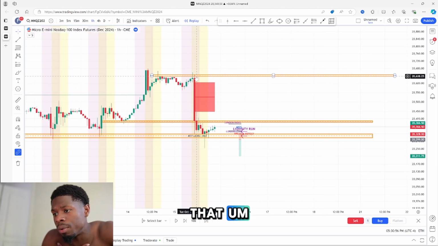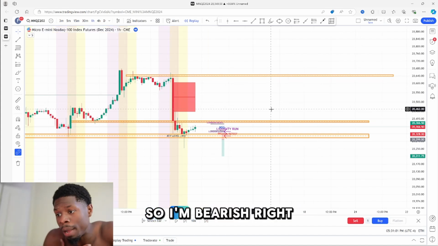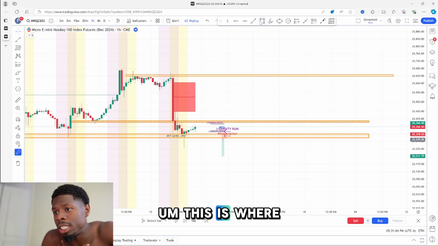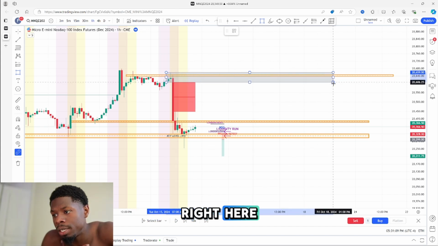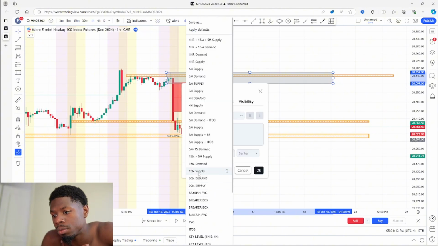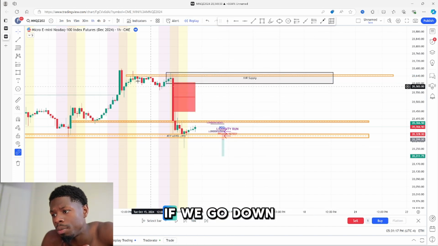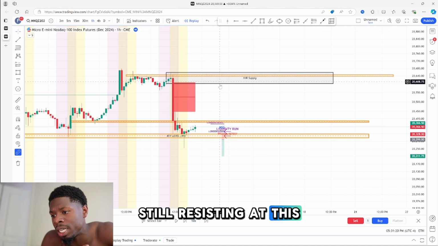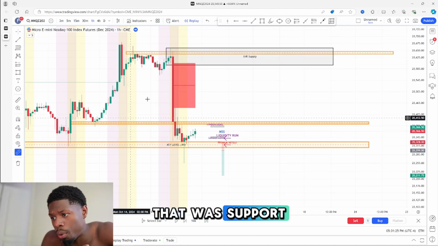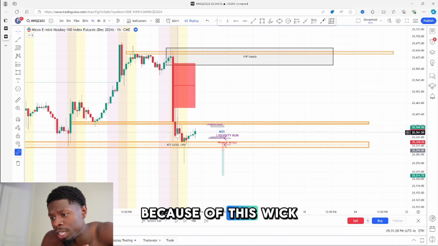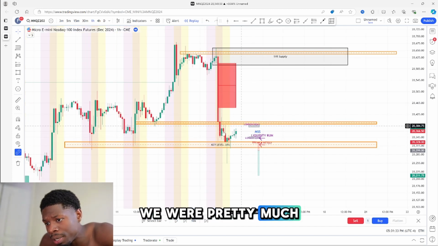We can still see that price had this huge sell-off. We broke this structure to the downside, so I'm bearish, right? This is where I had that 1 hour supply marked up, right here. All right, this is where I have my 1 hour supply marked up. If we go down to the 1 hour, we can see we still resisting at this level. We can see that this is a level that was support that turned into resistance because of this wick and this push down. And right here in this range, we were pretty much consolidating.